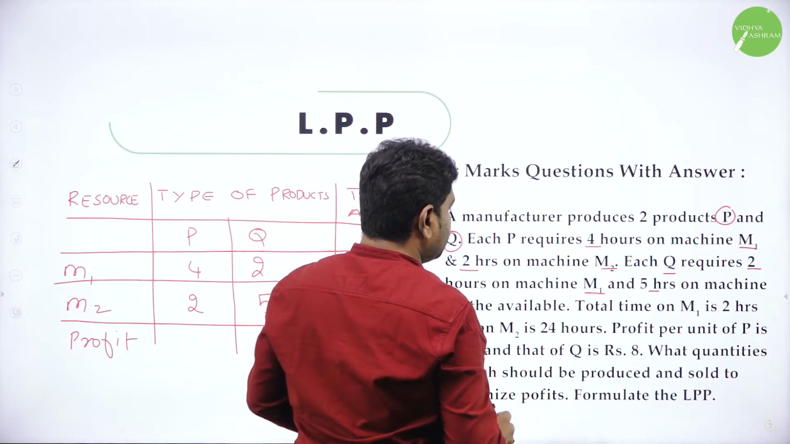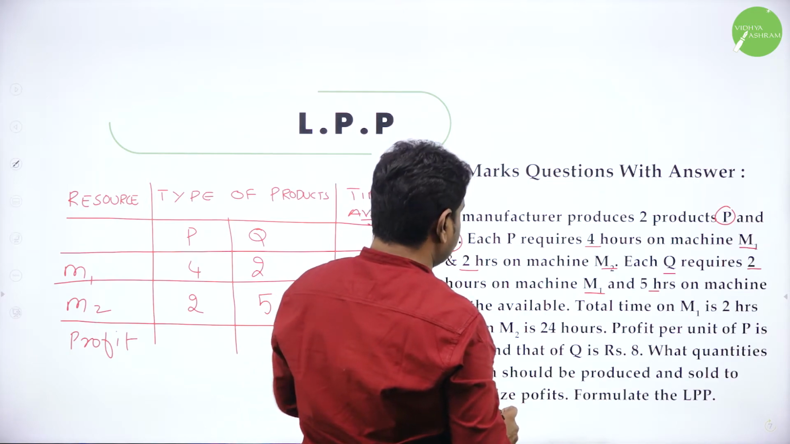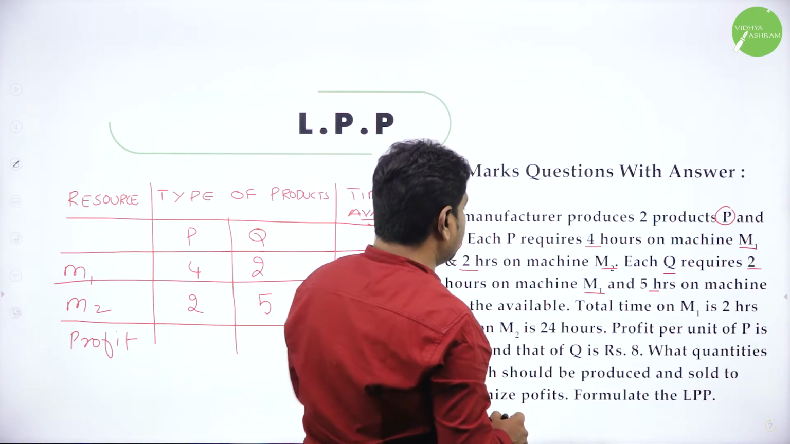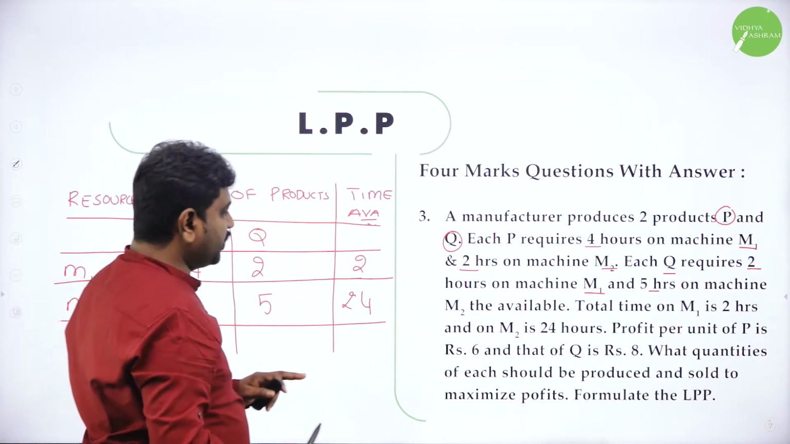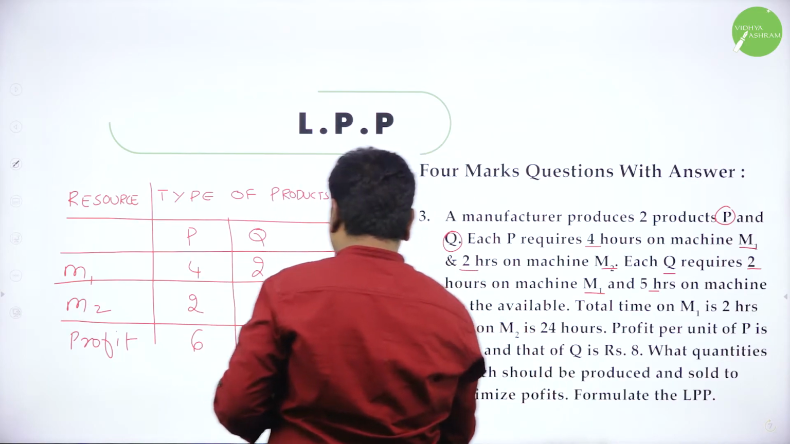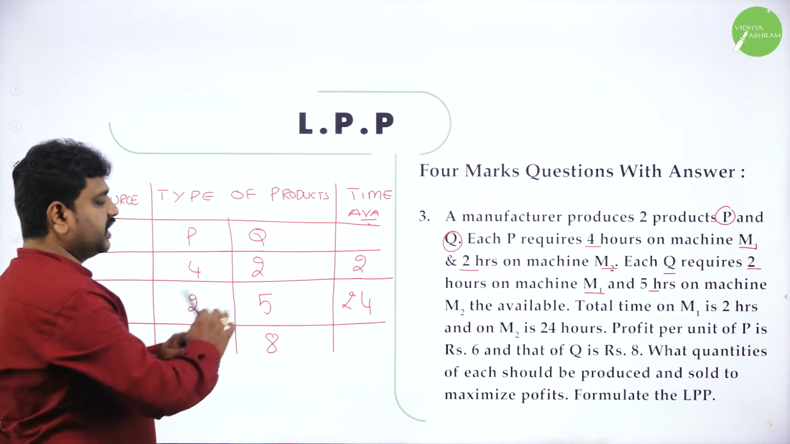So total time on machine M1 is 2 hours and machine M2 is 24 hours. Profit per unit of P is 6 rupees. Profit per unit of Q is 8 rupees. This is given, I made a table.